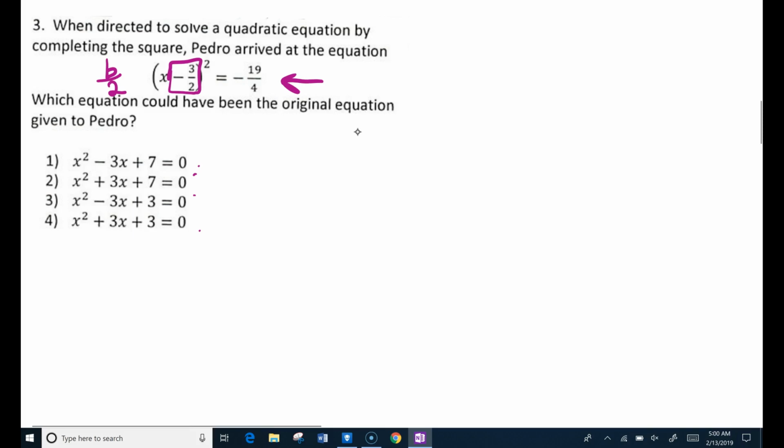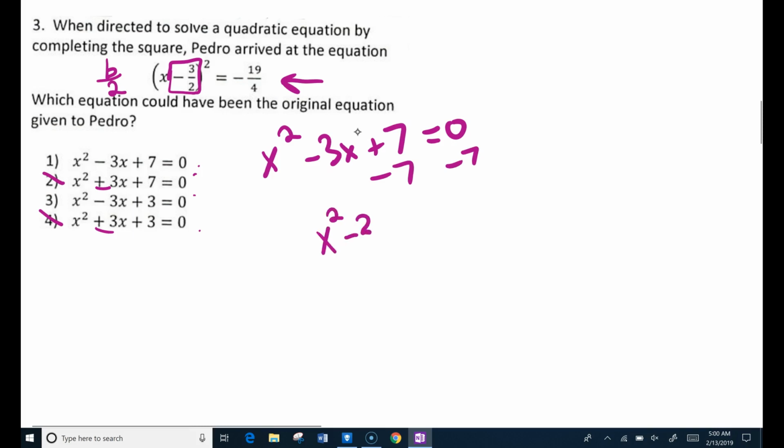So since it's negative, I can throw out answer choices 2 and 4 right away because they both have a positive 3 in them. So I'm just going to start by looking at answer choice number 1 and just completing the square on that one. So I move the c term over to the other side. So I have x squared minus 3x plus something equals negative 7 plus something. And to figure out what that something is, I take b over 2 and I square it.